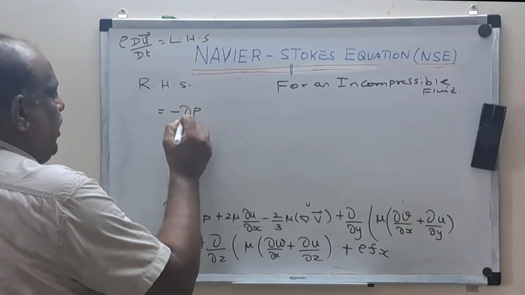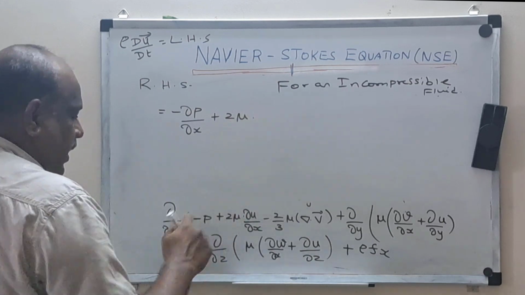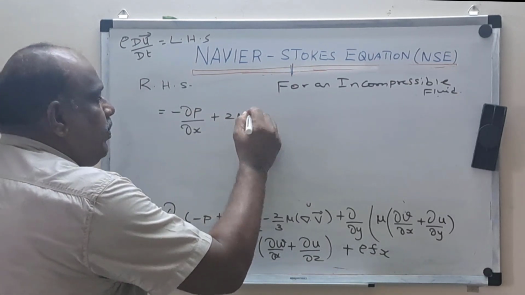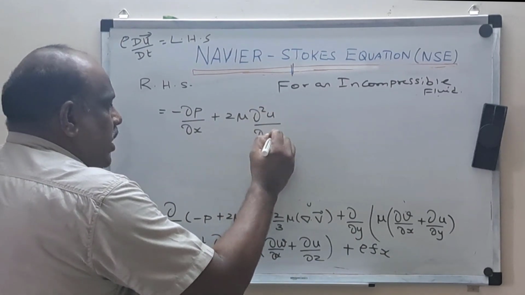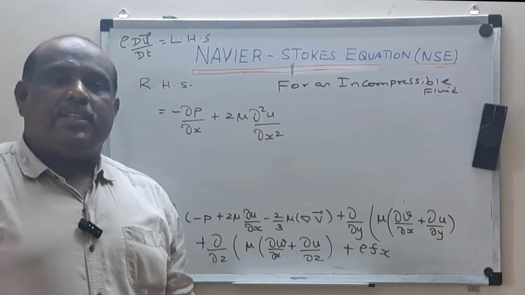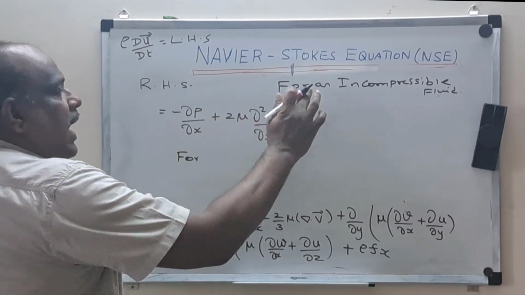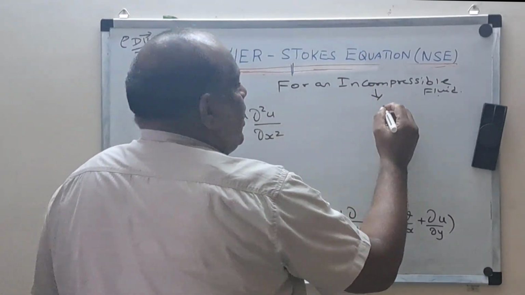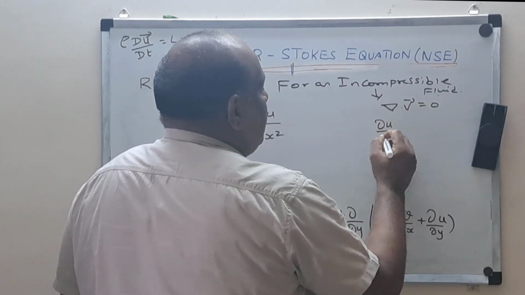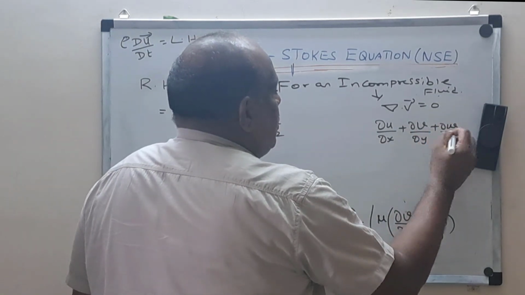So it will become what? Minus dou p by dou x plus 2 mu into, you can see, I am going to multiply dou by dou x of 2 mu into dou by dou x. So 2 mu of dou squared u by dou x squared. And we know for an incompressible fluid, the continuity equation is del dot v equal to 0. I will repeat once again. For an incompressible fluid, continuity equation is del dot v equal to 0. What is del dot v equal to 0? Dou u by dou x plus dou v by dou y plus dou w by dou z is equal to 0.